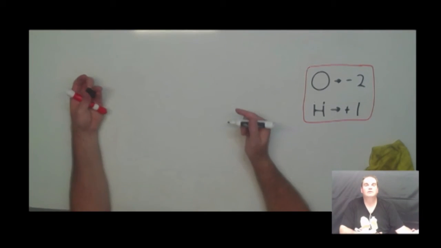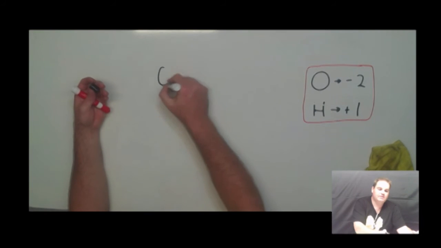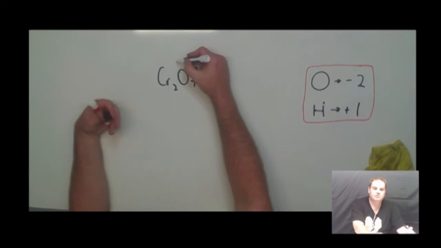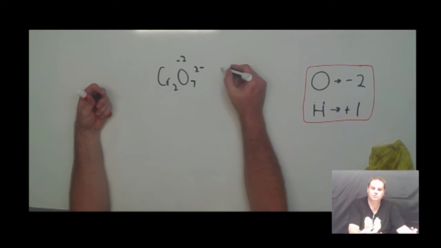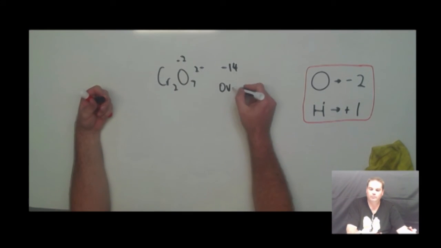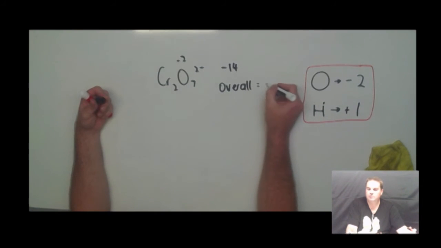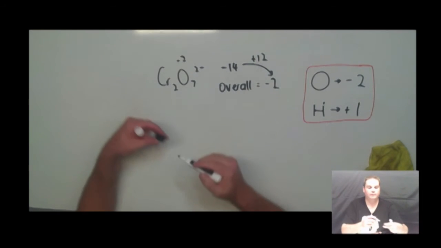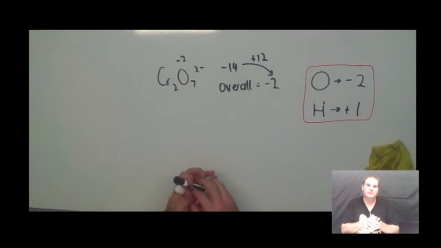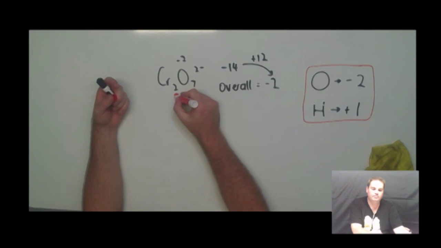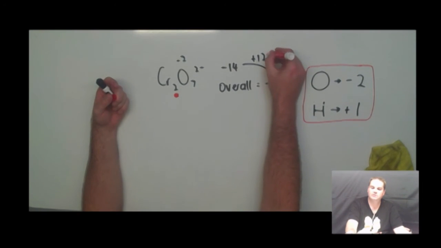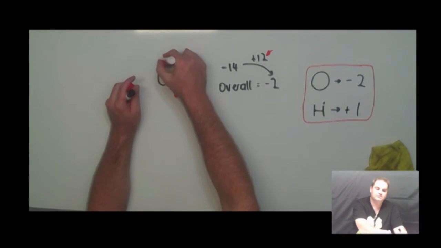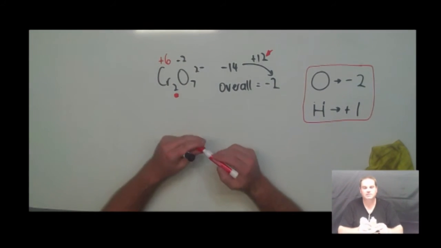Let's say we've got dichromate, which is Cr2O7 2 minus. Oxygen's -2, so 7 lots of -2 gives us -14. Overall, we're trying to get to -2. So -14 to -2, we need to have +12. However, this is one of those situations again where we've got 2 chromiums here and we need to get to +12. So 2 into 12 is 6. So the chromium here is +6.